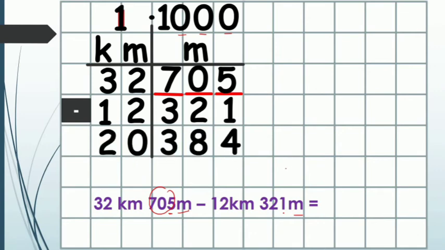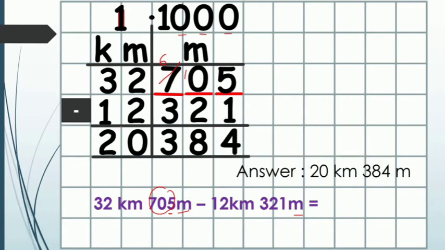So when we minus, we will get 5 minus 1 is equal to 4. Now you see this 0 we cannot minus with the 2. So we need to borrow 1 from here and then the balance here is 6. So 10 minus 2 is 8. Now here got 6. 6 minus 3 is 3. 2 minus 2 is 0. 3 minus 1 is 2. So your answer is 20 kilometer and 384 meter.